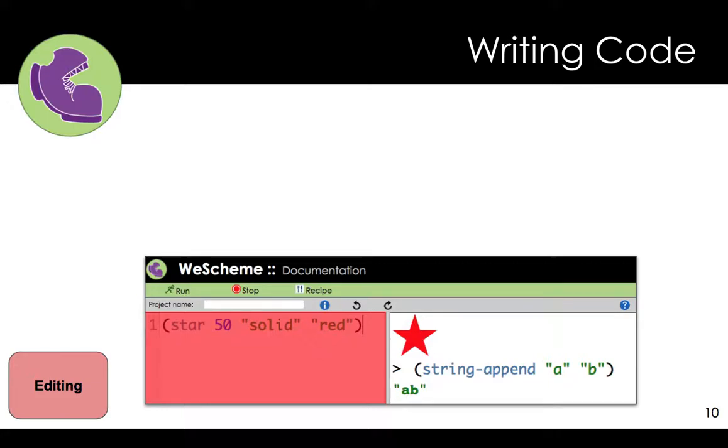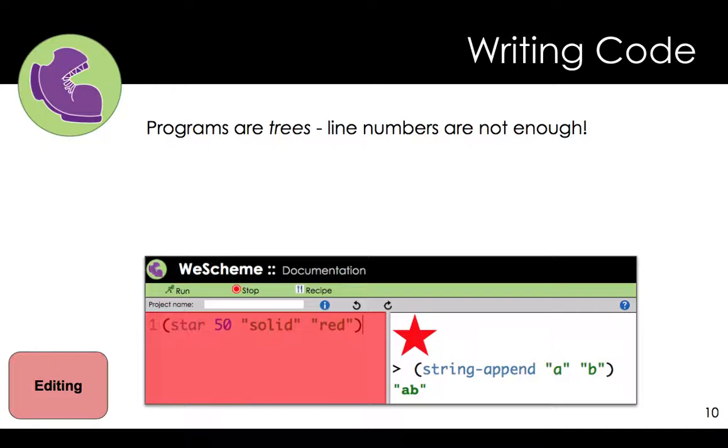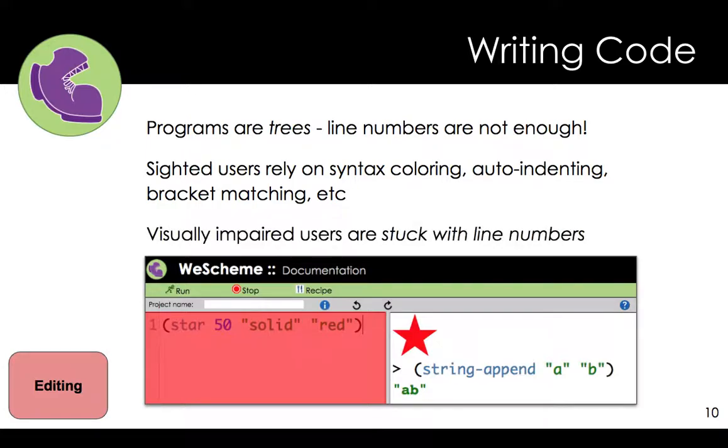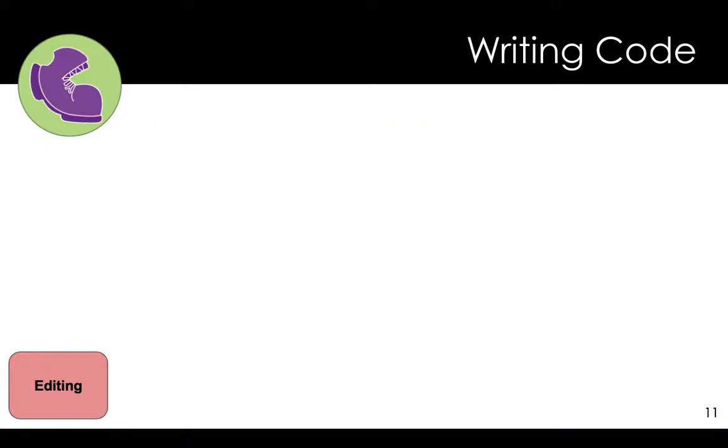Let's consider the final challenge, writing code. Well-formed programs are abstract syntax trees, and sighted users have to sort of see these trees as they're writing code. And we rely on lots of visual cues to do this. There's syntax coloring, auto-indenting, bracket matching, and so on. But VI users don't have access to these visual cues, and so hearing the screen reader read the line number aloud is not as useful as it could be.